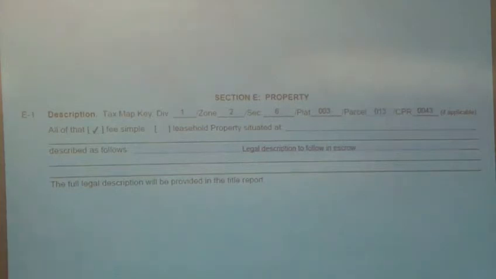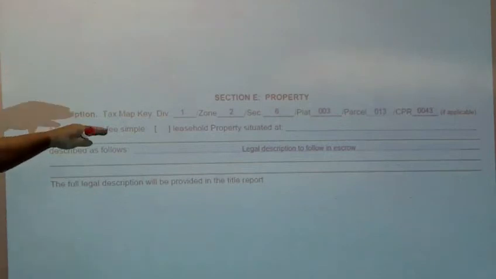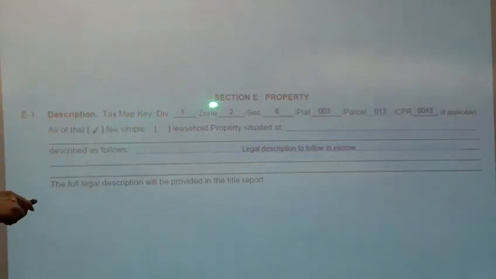E just says, it's just stating what the property is, okay? So you put in the TMK. By the way, it's already on the first page of the contract, but we're seeing now what the property is. So the property with the proper TMK, and that it is either fee simple or leasehold.